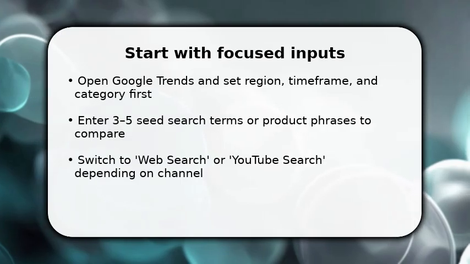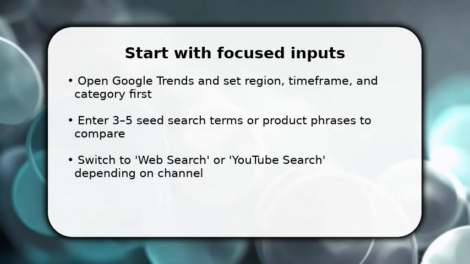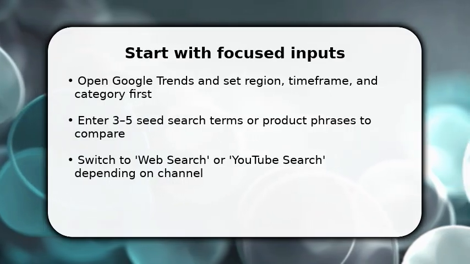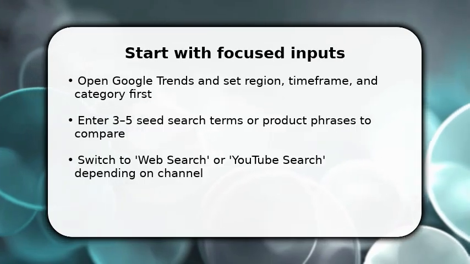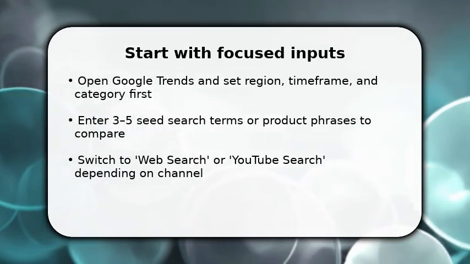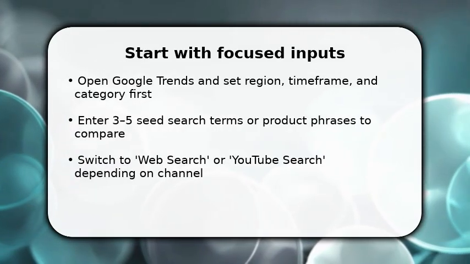You begin by narrowing scope. Choose the exact region and time frame so results are relevant to your market. Enter 3 to 5 seed terms that represent product names, problems, or competitor brands. Once done, pick the right search type: web for demand, YouTube for intent, and set category to filter noise.